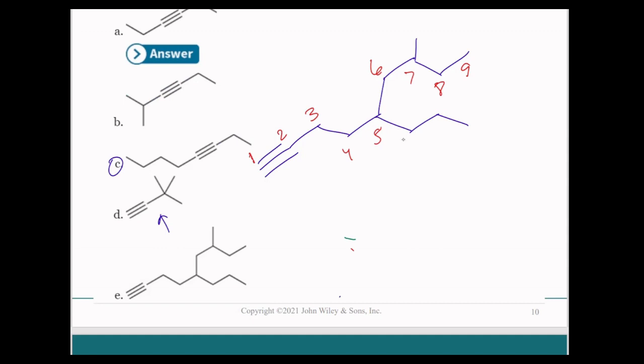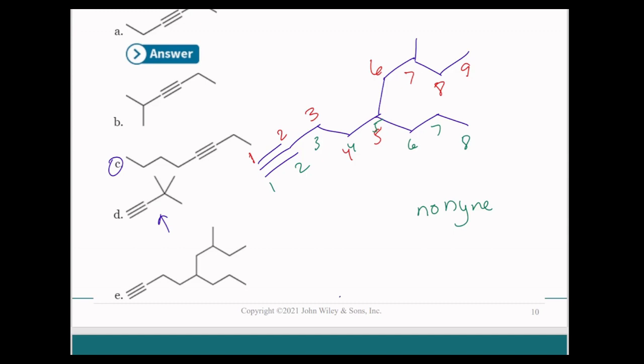What about if I had gone along the lower path? 1, 2, 3, 4, 5, 6, 7, 8. So along the lower path, along the green path, I have 8 carbons. So my parent is non. 9 carbons is non. And my alkyne starts at carbon number 1, so that would be nonyne. So I can leave the 1 off because it's understood to be number 1.